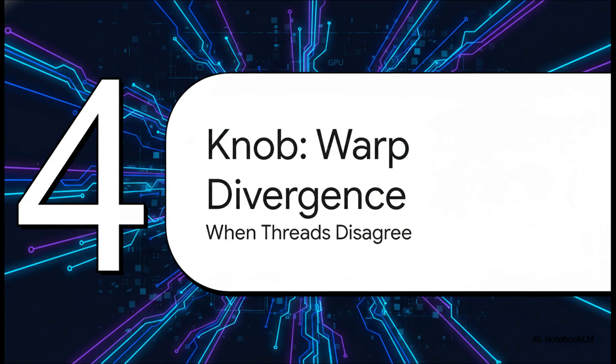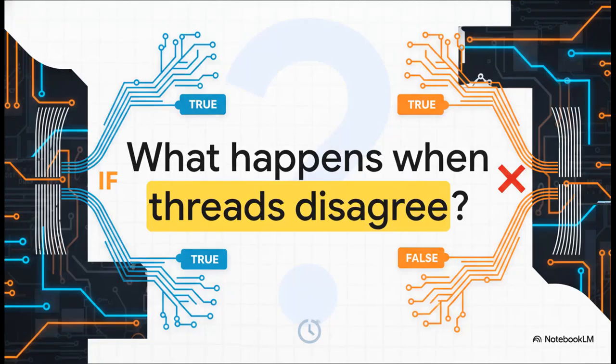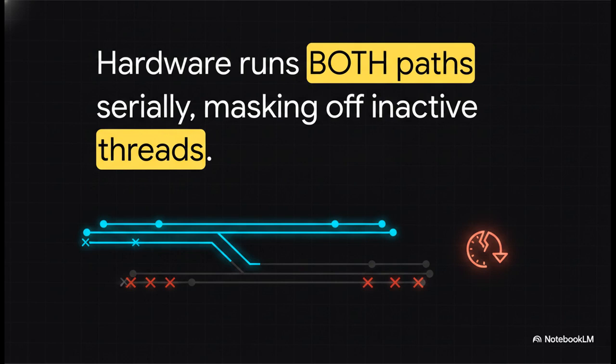All right, Section 4, Tuning knob, warp divergence. Remember a few minutes ago when we established that a warp is 32 threads marching in absolute lockstep? Well, what happens to that lockstep execution when an if-else statement pops up and half the threads in the warp need to go one way and half need to go the other? What actually happens when they disagree? This is where things can get a little painful.